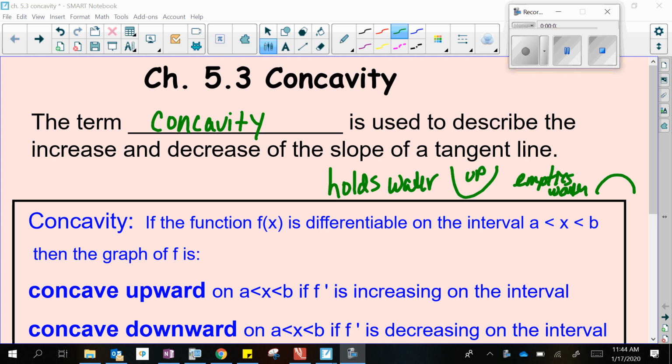Okay. It's Friday, yay. All right. We're all happy it's Friday, and we're excited to learn about concavity.